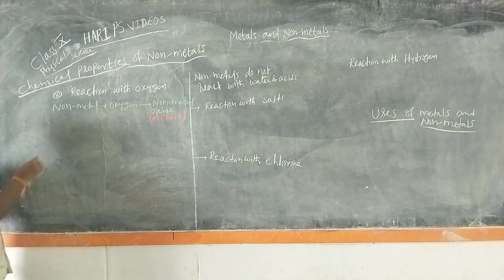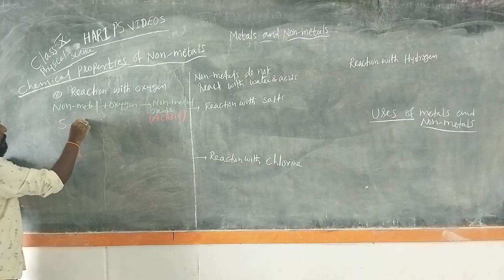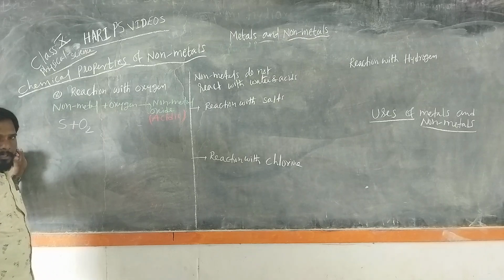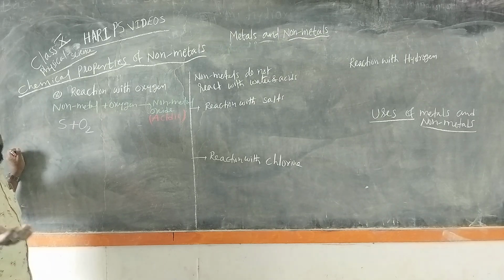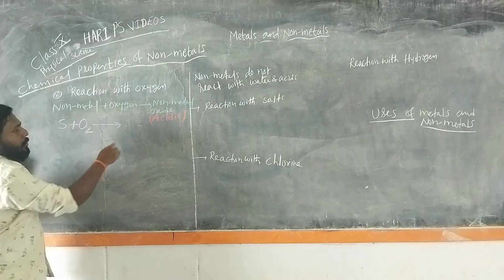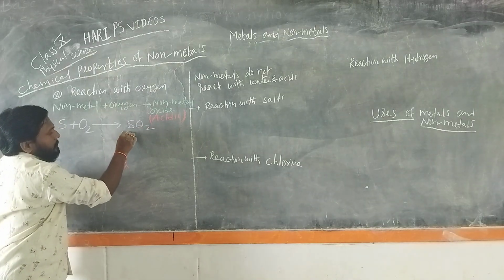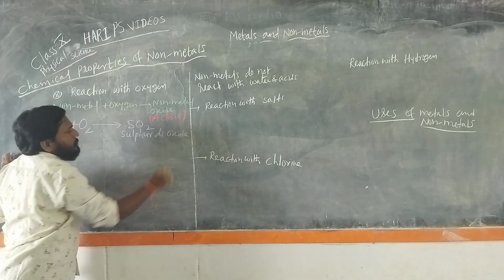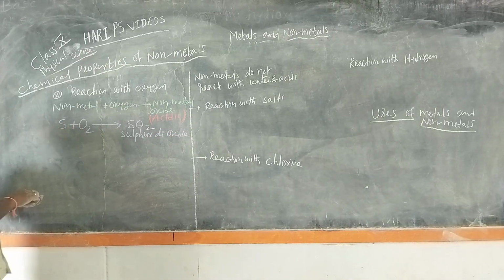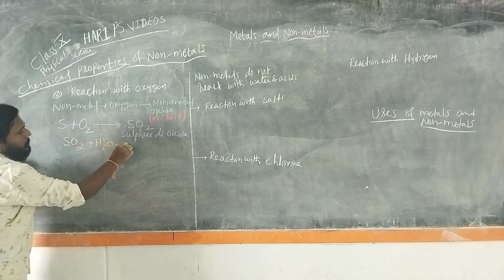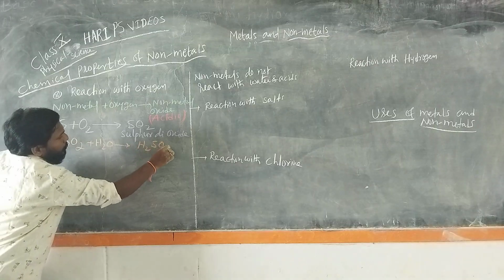For example, when we take sulfur in a deflagrating spoon and heat it, it burns and the fumes are collected in a glass jar. Or simply, when we burn sulfur, it gives sulfur dioxide, which is acidic in nature. When this sulfur dioxide is dissolved in water, it forms sulfurous acid.